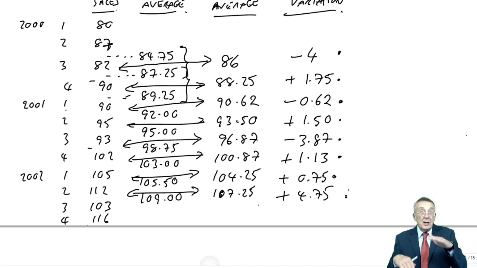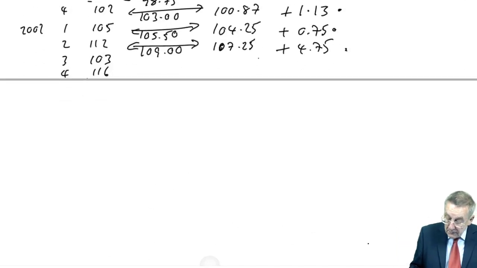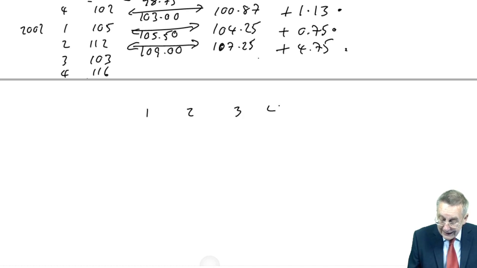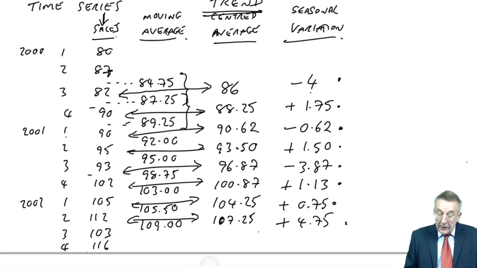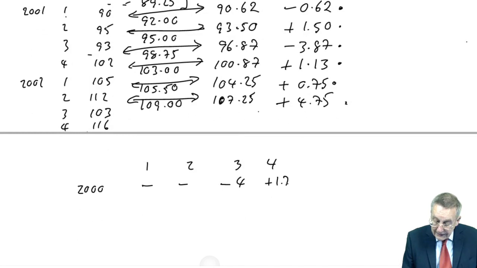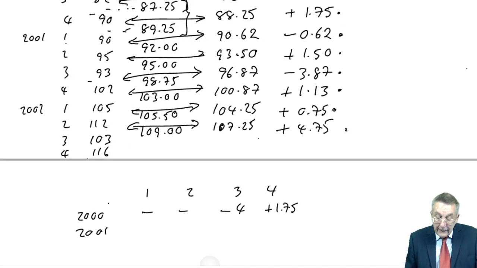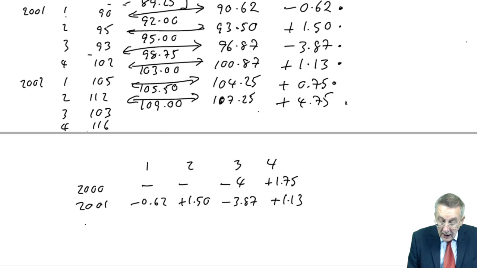Because things aren't working perfectly, we can work out for each quarter what the average seasonal variations are. So, a little bit of workings here. We've got 4 quarters. And what were the variations? Well, in the first year, 2000, nothing for the first 2, but quarter 3 was down 4. Quarter 4 was up 1.75. For 2001, quarter 1 was down 0.62, up 1.5, down 3.87, up 1.13. And 2002, quarter 1 was up 0.75, up 4.75, with nothing for the other 2.